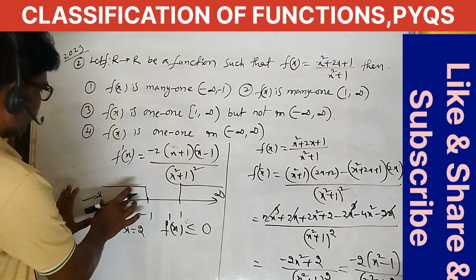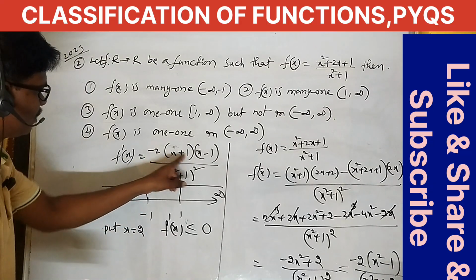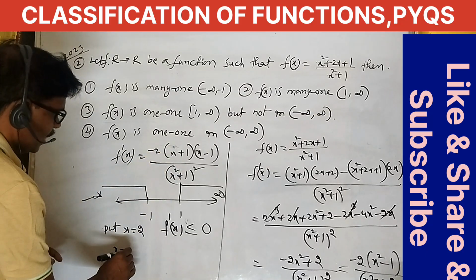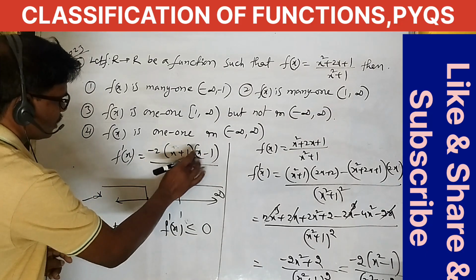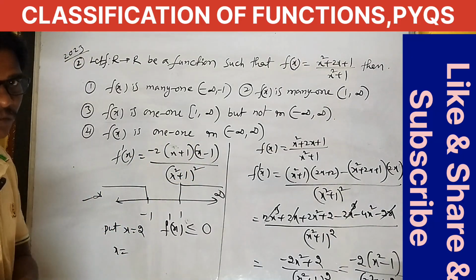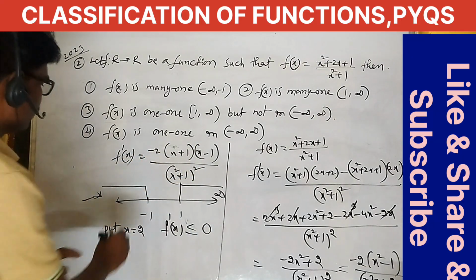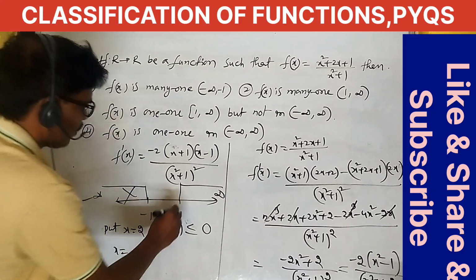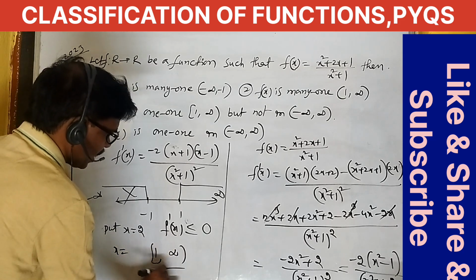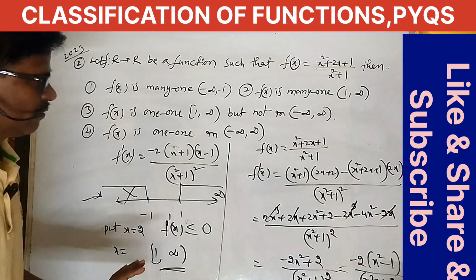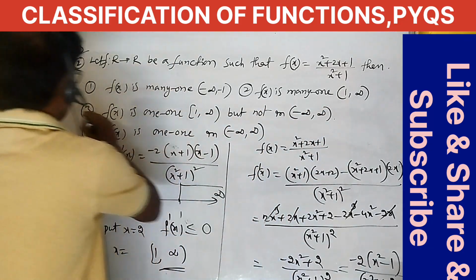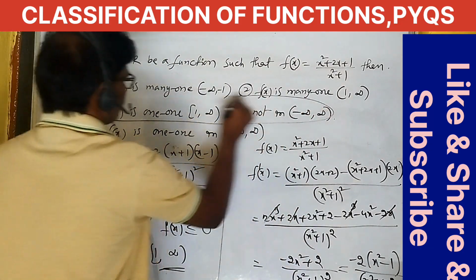Next, this side gives a negative value, so write 0. Next, put x equal to minus 2, for example: minus 2 plus 1 is minus 1, and minus 2 minus 1 is minus 3. Minus into minus is plus, and with the leading minus the result is also negative. Both sides give negative values, so it is not possible. Therefore 1 to infinity, the closed interval at 1 and open interval to infinity, is the one-one function, but not on minus infinity to plus infinity. Option 3 is the correct answer.